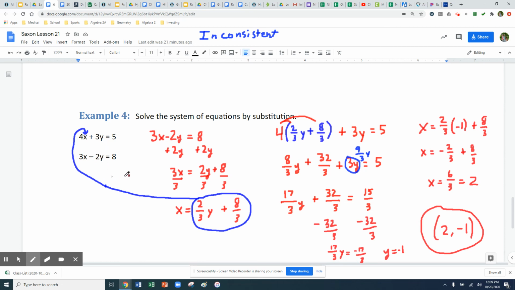So that does it for our learning target today, solving systems by substitution. Sometimes we'll get the variables to cancel, then we've got to look at whether we have a dependent, consistent, or an inconsistent system.